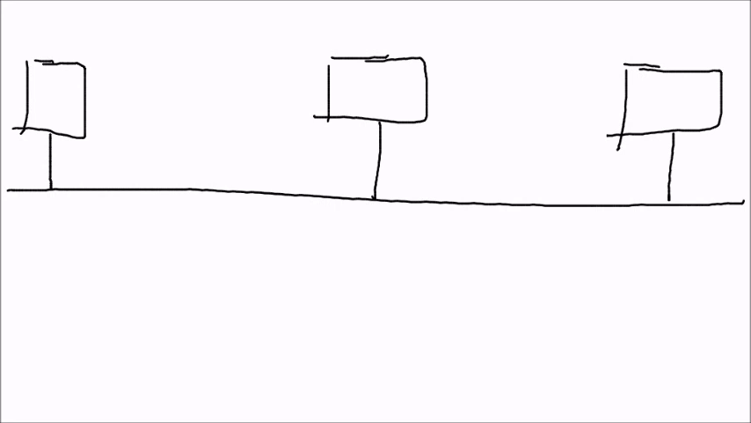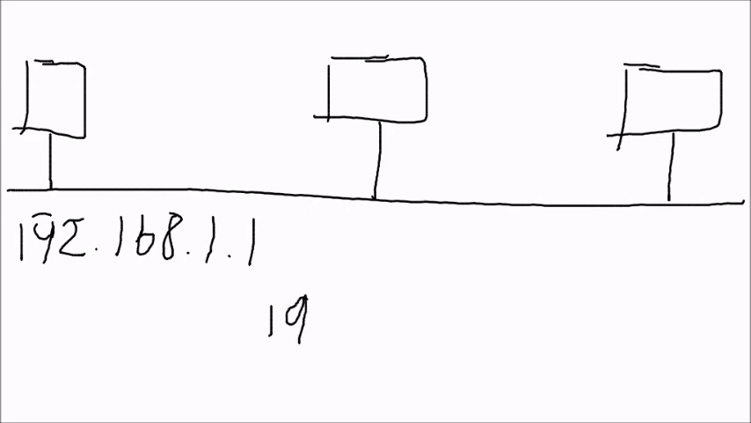The number of this first computer might be 192.168.1.1. Okay, 4 numbers in a row with a dot between them. What these numbers actually represent is that the first 3 numbers represent this whole connection, this network. So the second computer here will be 192.168.1.2. And this third one will obviously be number 3.